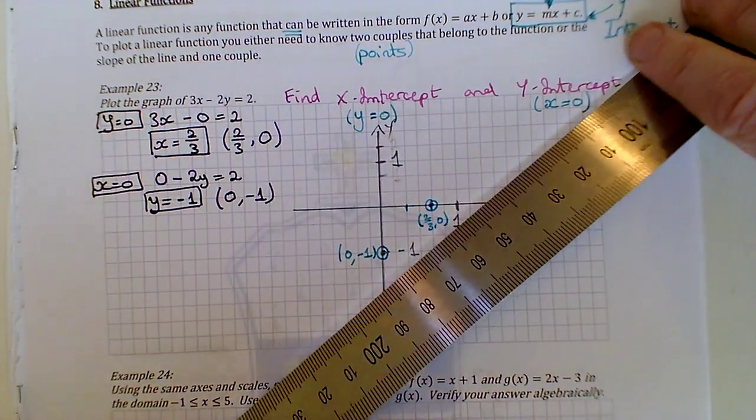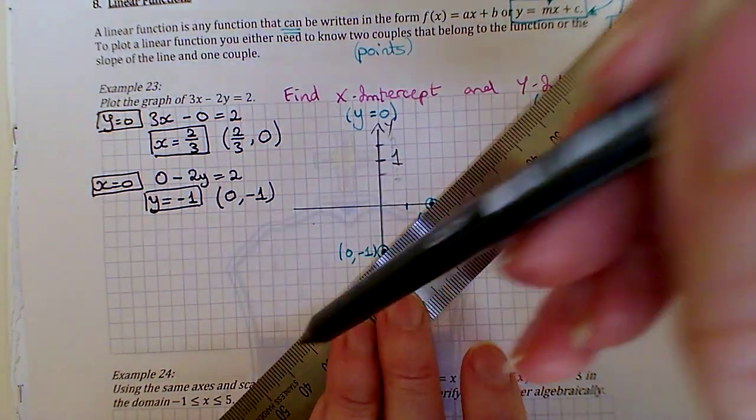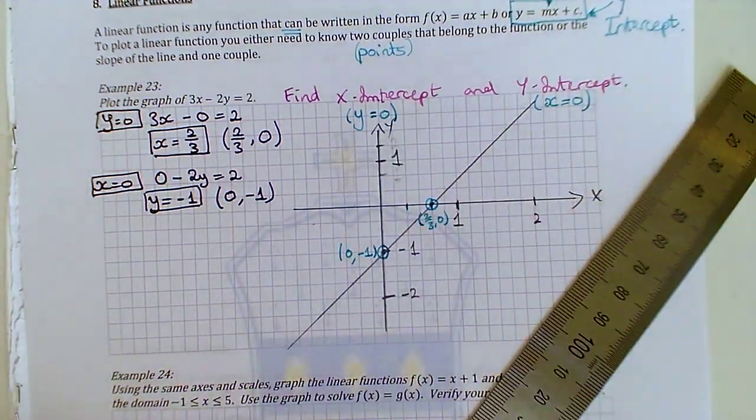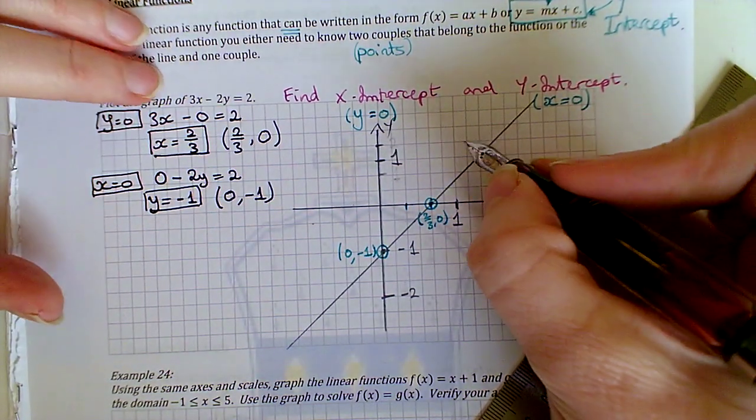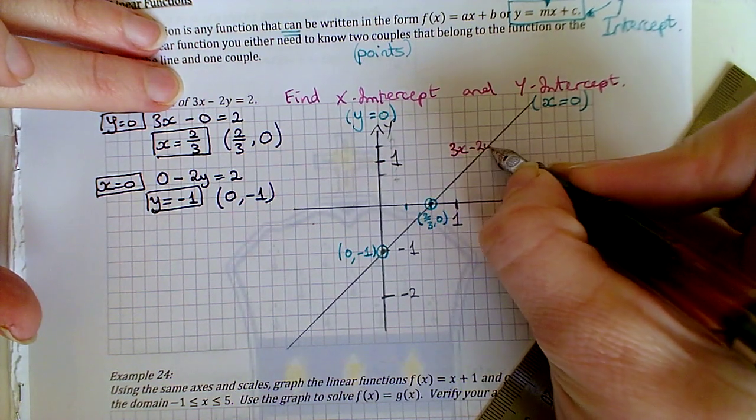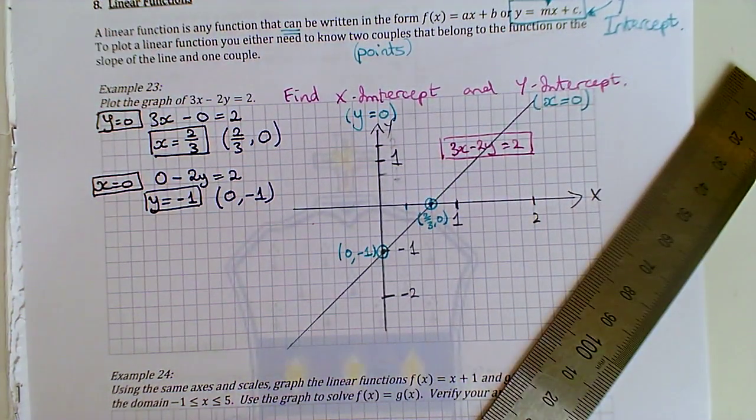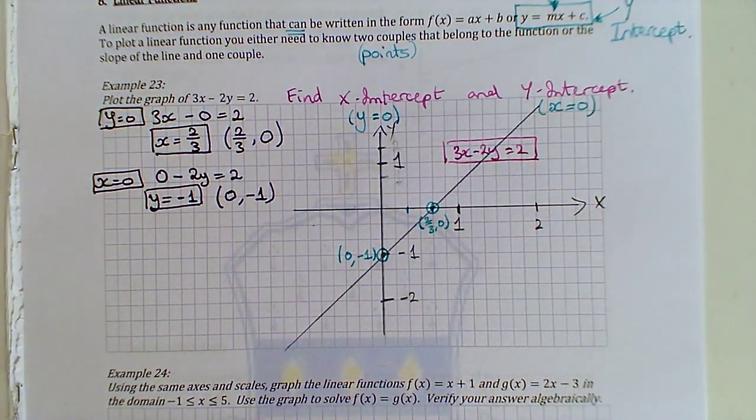And I don't stop at the points because lines are infinite. They go on forever in each direction. So I draw my line going straight through there. And it's good practice to label your function once you've drawn the graph. So this is the graph of 3x minus 2y equal to 2. So I've just done a label over it like that. Okay, and that's how you plot a linear function. One way to do it anyway.